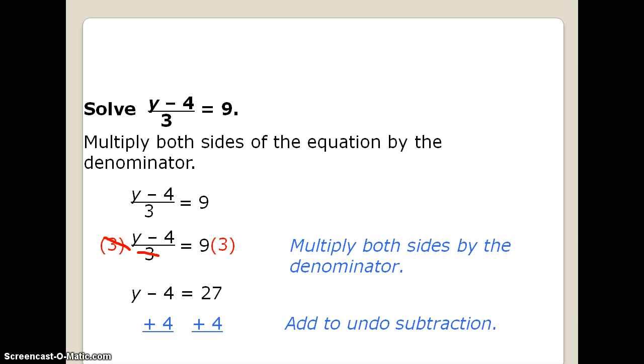And then we add 4 to both sides so that y equals 31. When you're checking your answer, you're replacing the y with 31. So 31 minus 4 gives us 27. 27 divided by 3 equals 9. We've got it.